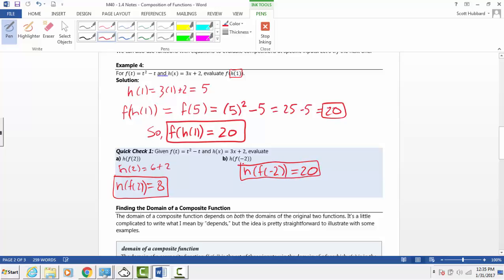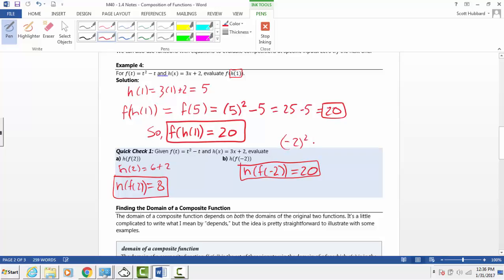Okay, so these are the answers I got. Compare them with yours and see what you got. Just quickly, f of 2 is 2 squared, which is 4, take away 2, which is 2. So f of 2 is 2, and then you plug 2 into h, and you get 6 plus 2, which is 8.